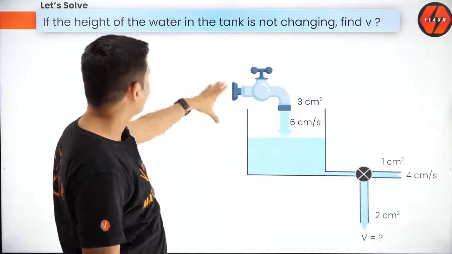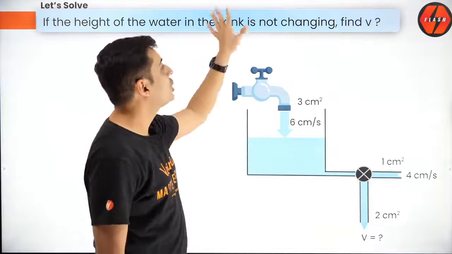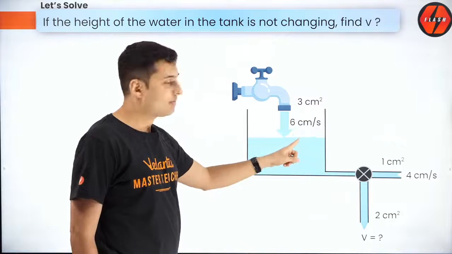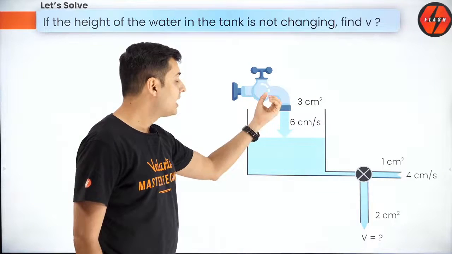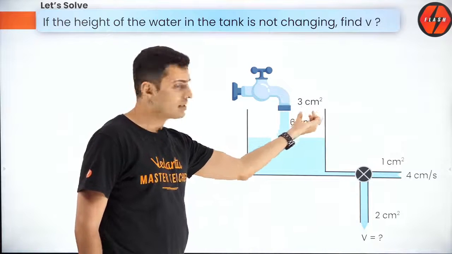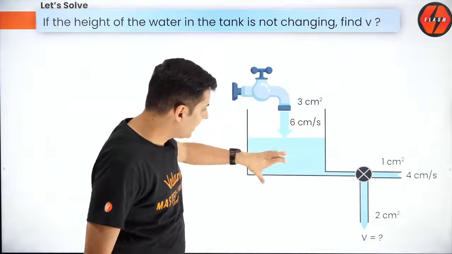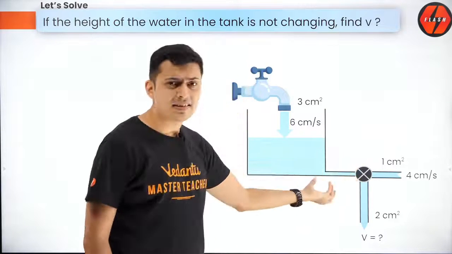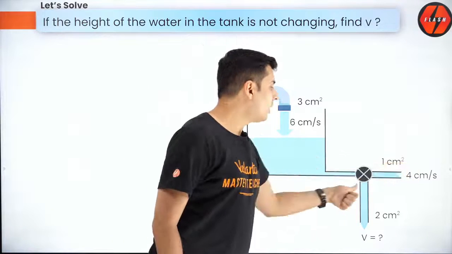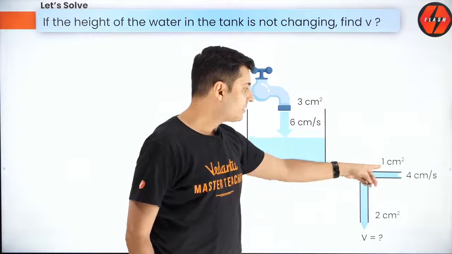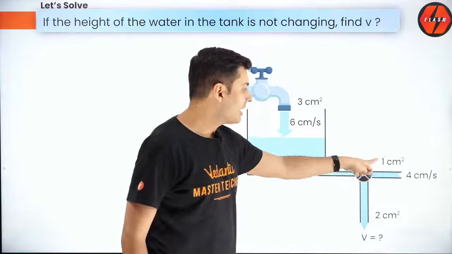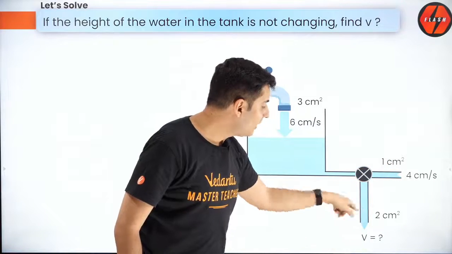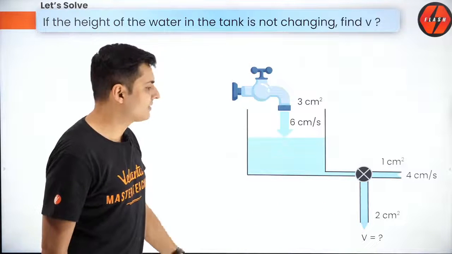If the height of the water in the tank is not changing and the tap water is coming at a speed of 6 centimeters per second, and the cross section area is 3 centimeters square here, and this tank has a hole at the bottom and it is going in a mixer kind of an arrangement. Liquid also comes from that side with a speed of 4 centimeters per second, and cross section here is 1 centimeter square. With what speed do you think will the liquid come out from this side?